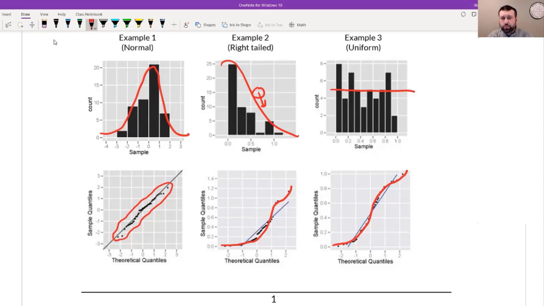So these are the 3 things we want to check. Number 1, what does the histogram look like? Number 2, are there any outliers? And number 3, what does the QQ plot look like?